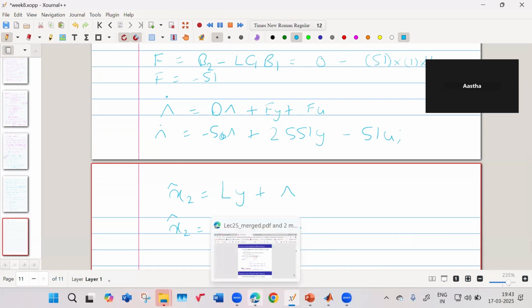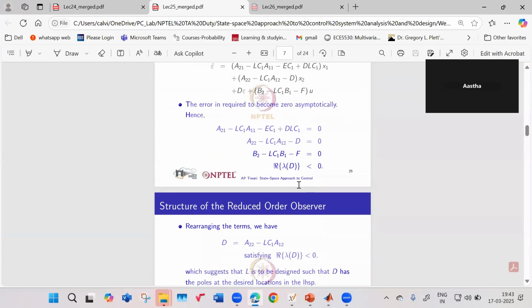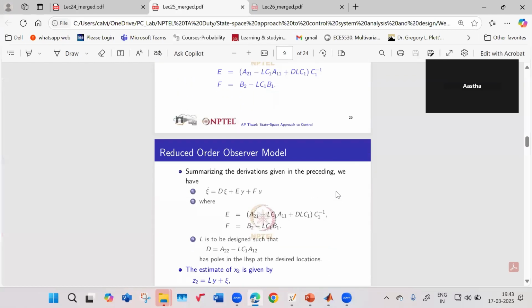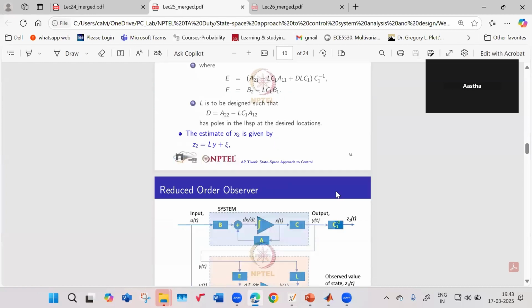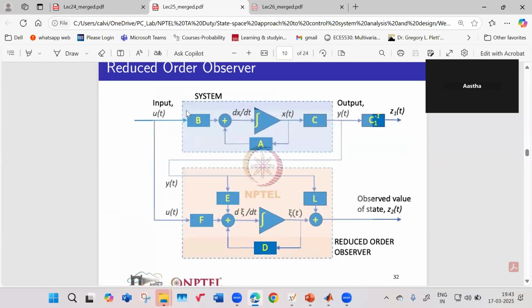Next, let's go through further details which sir has shown. So these are the equations, and this is how the estimates are written. And this is the overall block diagram. So this is our system. We have B into U and A into X is equal to X dot. That gets integrated, we get our X. And C comes out to be Y of T. And this is C1 inverse. So C1 inverse is our Z bar.